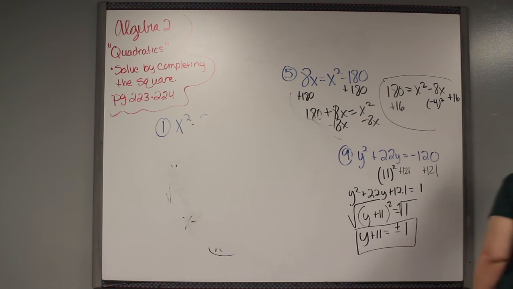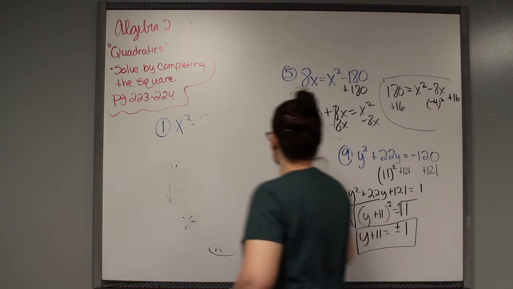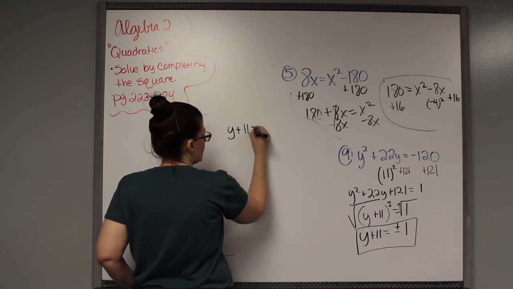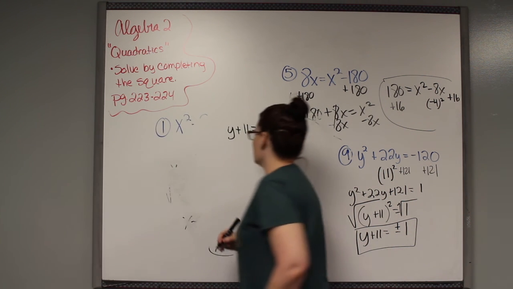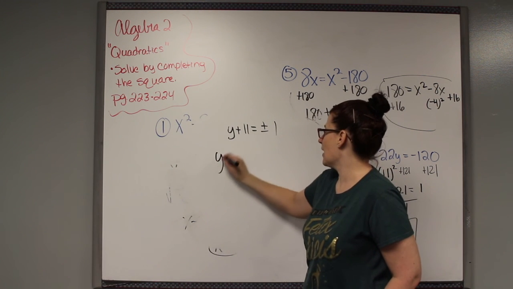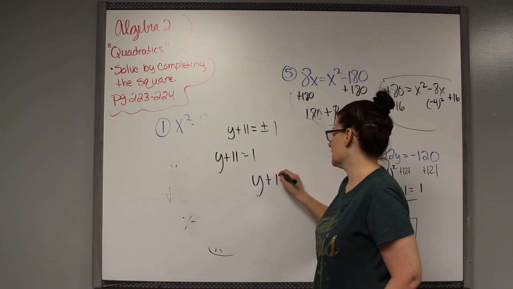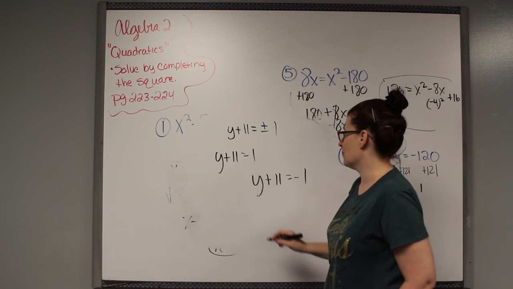Okay. So I'm going to move this over here. Y plus 11 equals plus or minus 1. And I'm going to solve both of those. So y plus 11 equals a positive 1. Y plus 11 equals a negative 1.